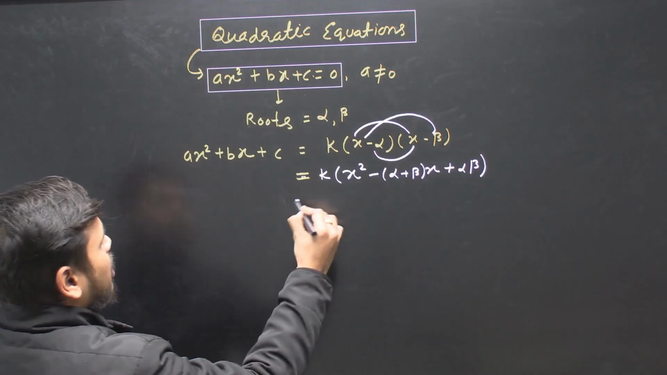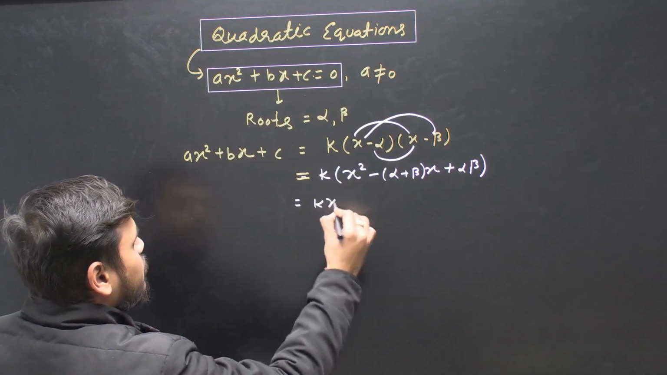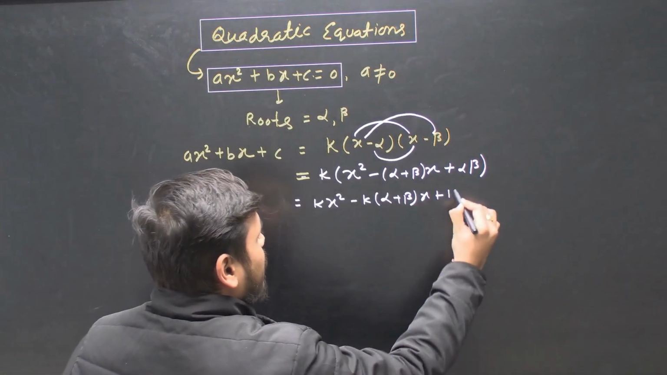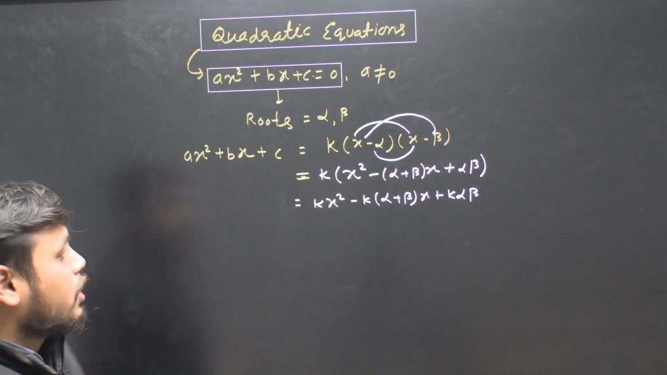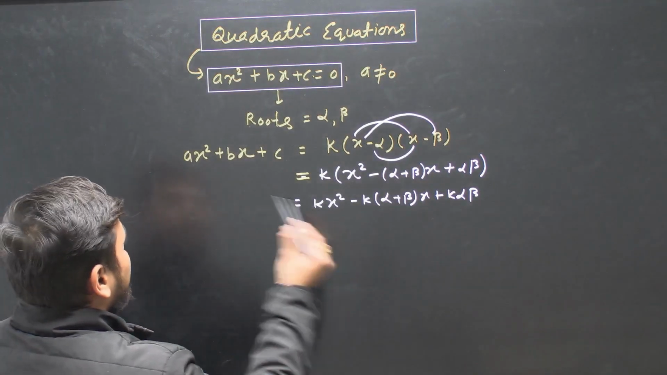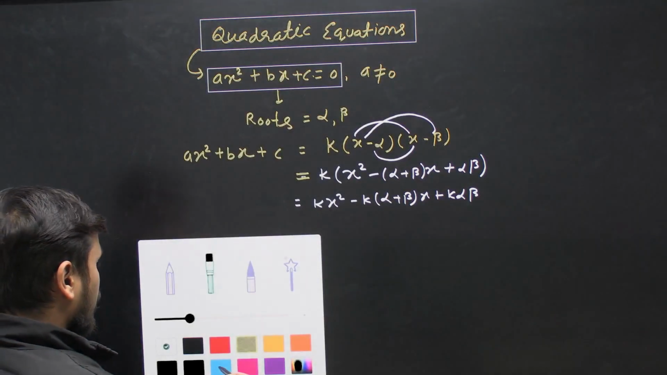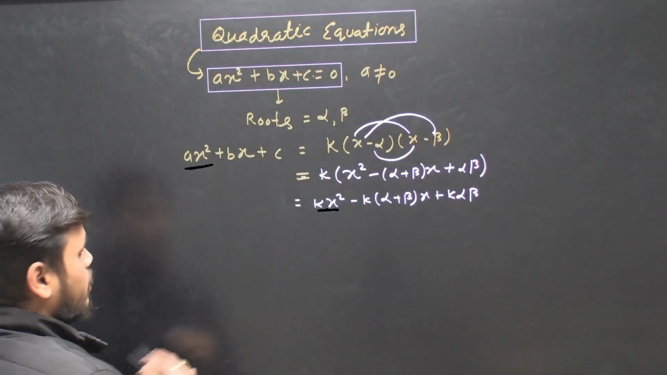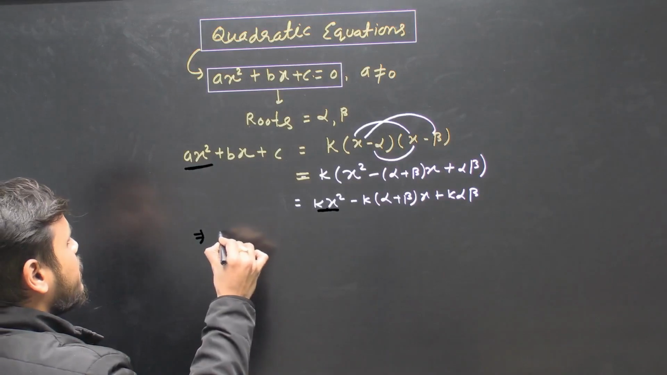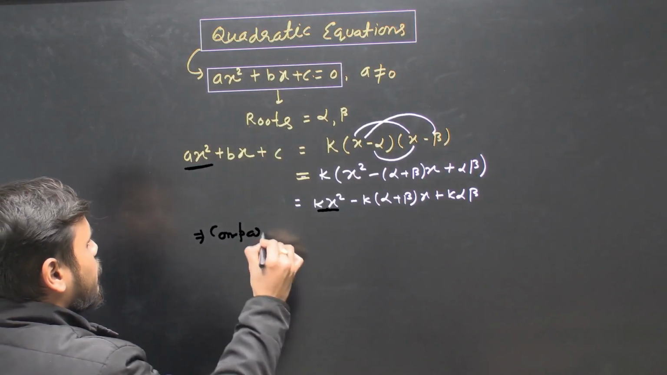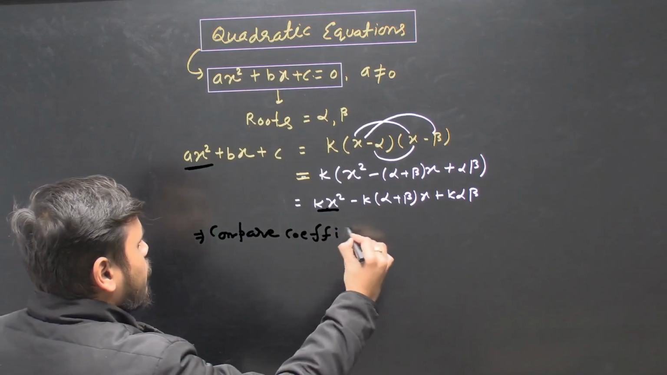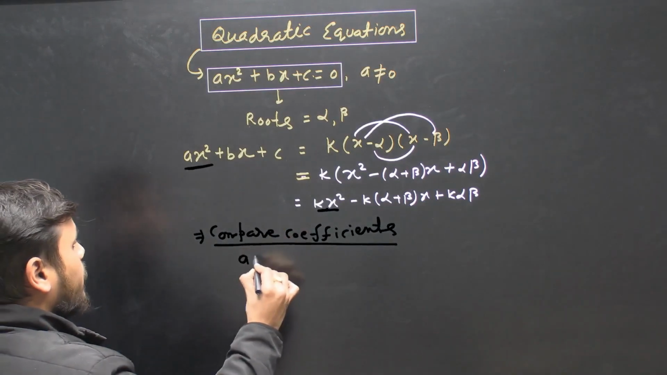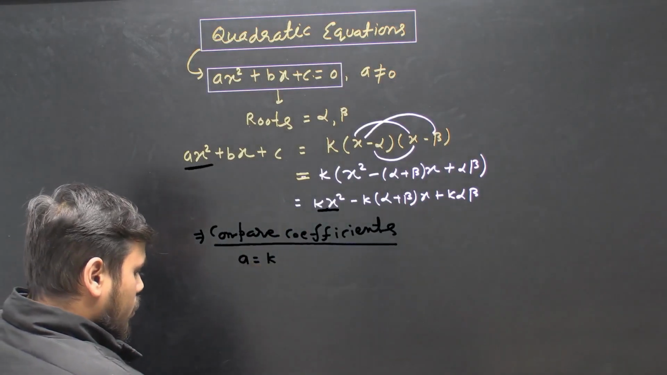Okay, so now let's take this k inside. It is kx square minus k times alpha plus beta x plus k times alpha beta, right? Okay, now we are comparing this RHS side with the LHS side. So it is quite visible that the coefficient of x square is k here, and the coefficient of x square is a here. So it means if we compare coefficients, then a should be equal to k. Okay, fine.